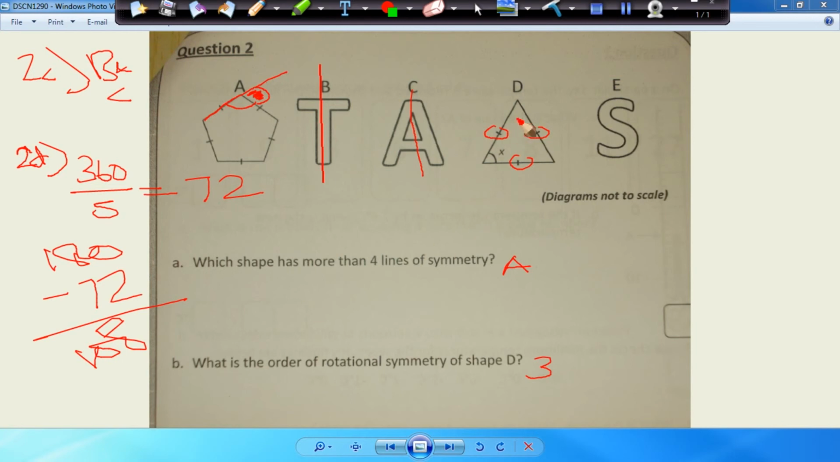Last but not least, if we have an equilateral triangle, we've got to work out angle X. So this is question 2E. We have 180, we have to divide it by 3 equal angles. So 180 divided by 3 gives us 60 degrees. Okay, that's the end of that question.